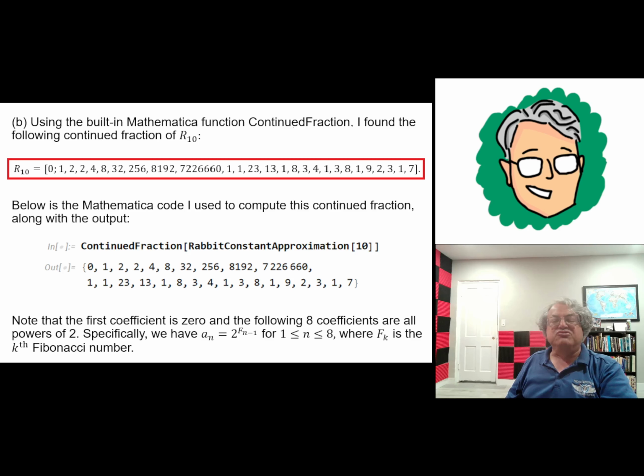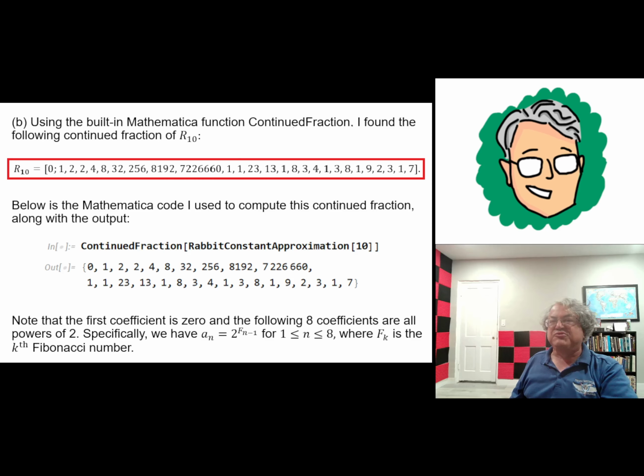If you're familiar with powers of 2, then you should recognize these as all being powers of 2. As a matter of fact, the first one is 2 to the 0, and then 2 is 2 to the 1, which is 2 to the f sub 1. So 1 is 2 to the f sub 0, 2 is 2 to the f sub 1, 2 is also 2 to the f sub 2, 4 is 2 to the f sub 3, all the way up to 8,192, which is 2 to the f sub 7. F sub 7 is 13. So I think it's pretty remarkable that the rabbit constant has this particular continued fraction.